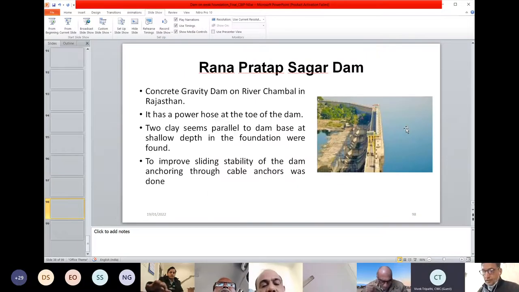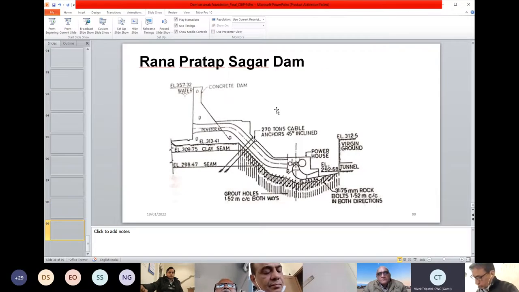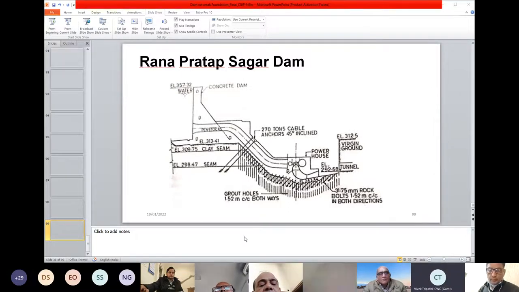Then Rana Pratap Sagar Dam, it is in Rajasthan. So here, two clay seams were found in the powerhouse zone. Then it was anchored and tied back into the rock to check the slippage here. So I think this is the last one. This is all about my presentation. Now you may ask questions if you have any.